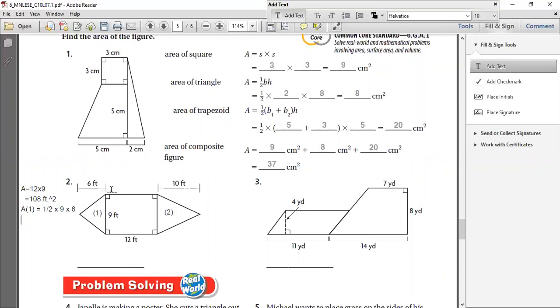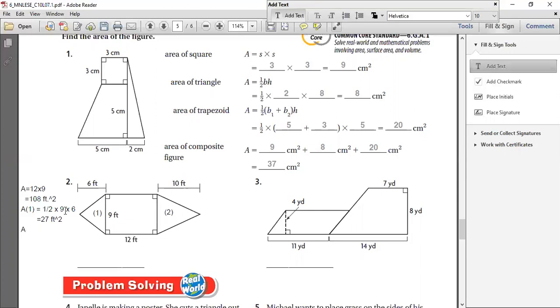Now I'm doing it mentally, but you will have to do it slowly, step by step, because you are still not a teacher. So half of 6 is 3, right? 3 multiplied by 9 is 27. So the area of the first triangle is going to be 27 square feet.